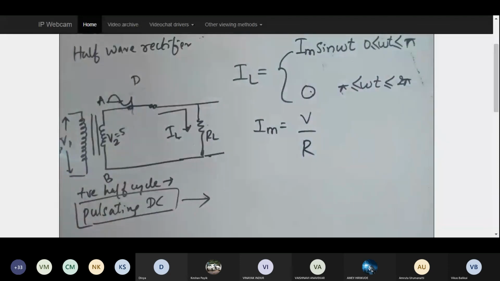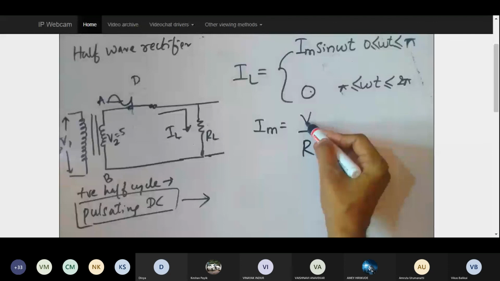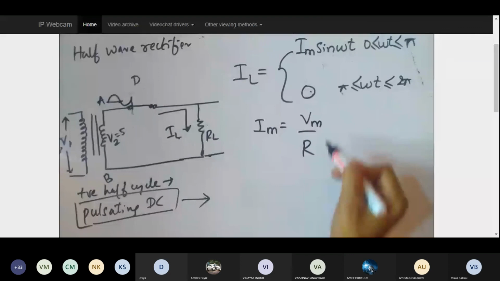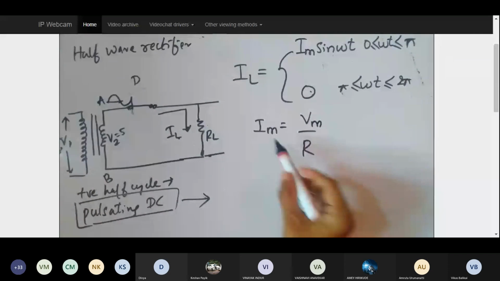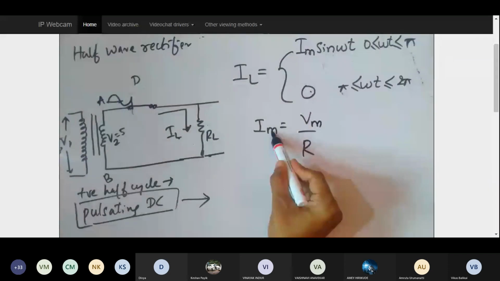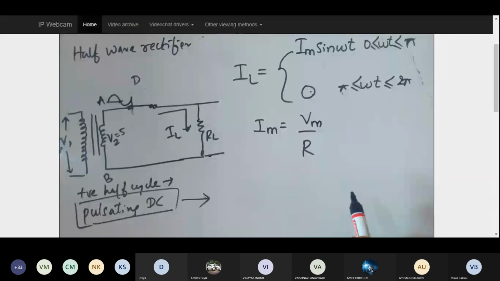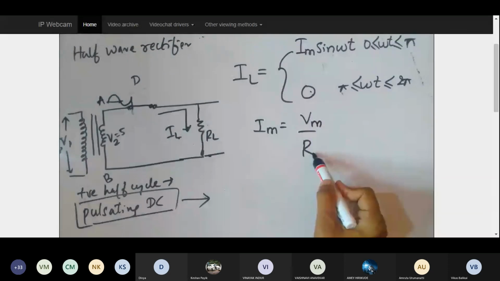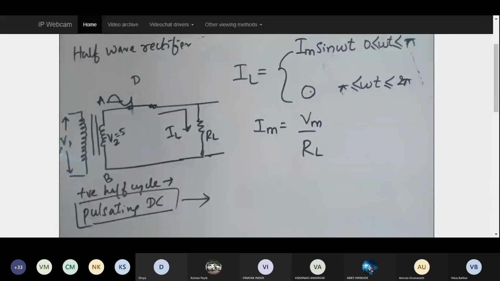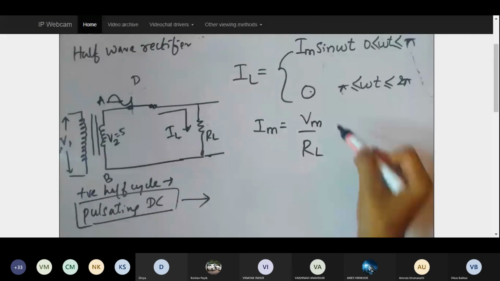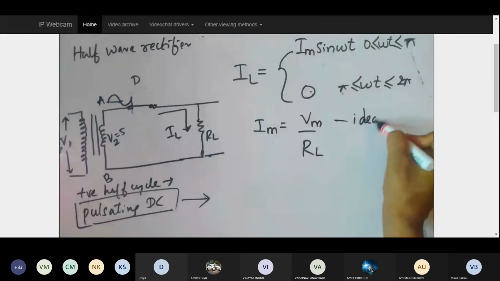Which V should I take? V1, V2, or VL? VM. Always remember, whatever subscript is here, take the same subscript here. Simple thing to remember. And there is only one resistance, by the name RL. So Im is represented by Vm divided by RL. This is the scenario for my ideal diode.